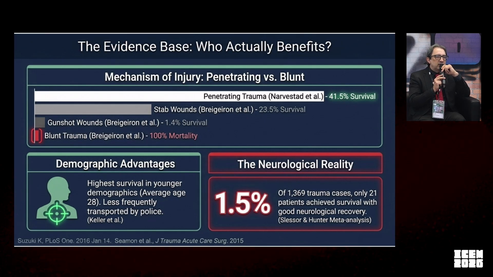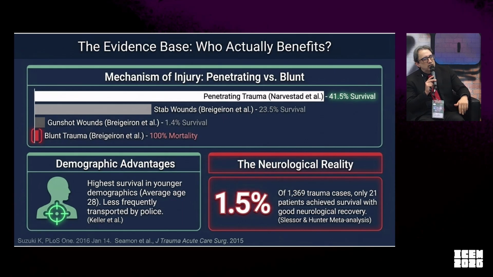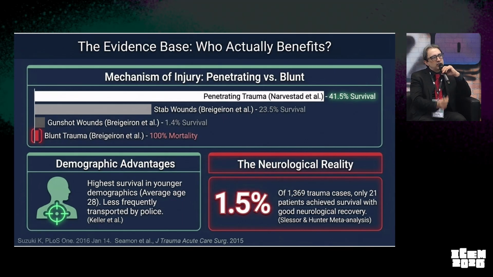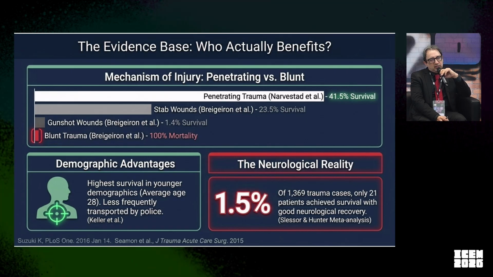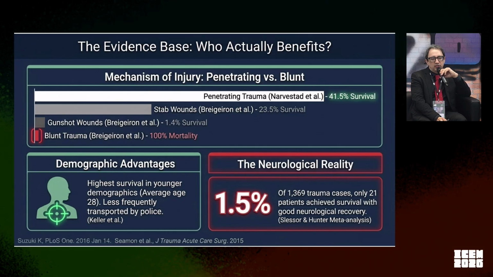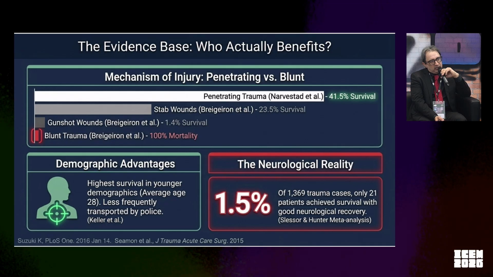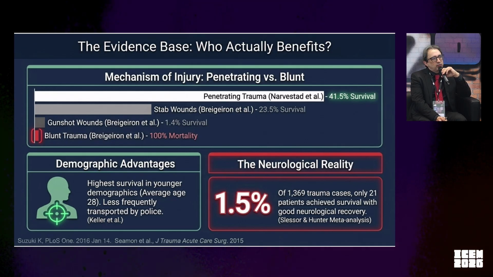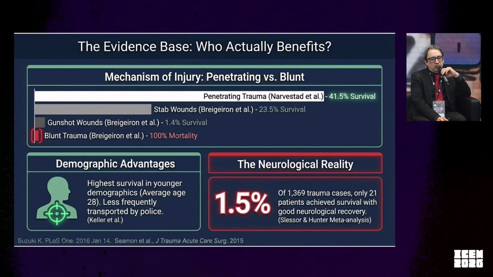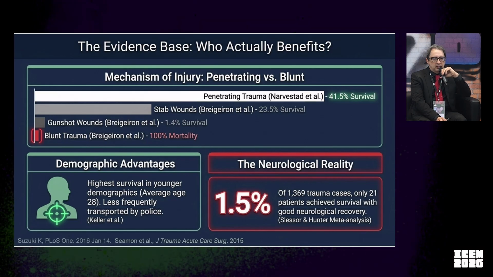This is some data about this. The latest data is this reference, Brigeron. Brigeron is a famous trauma surgeon in Brazil, and this data comes from Brazil. According to Brigeron's data, we have 23% survival in cases of stab wounds. And for gunshot wounds, which are very common in Brazil, we have 1.4% survival. And blunt trauma, unfortunately, in Brazil is 100% mortality.